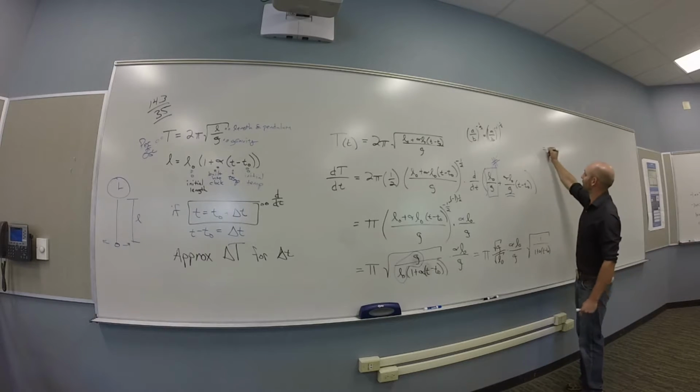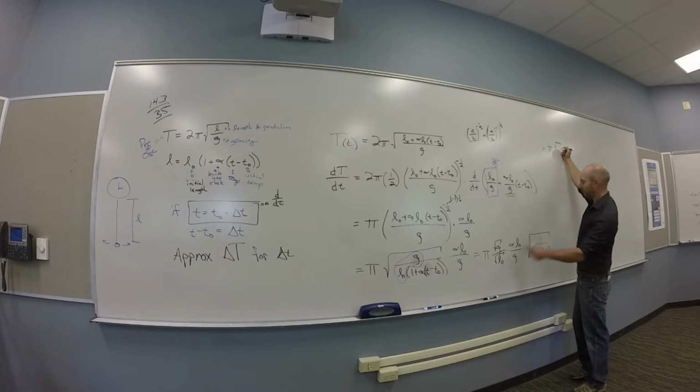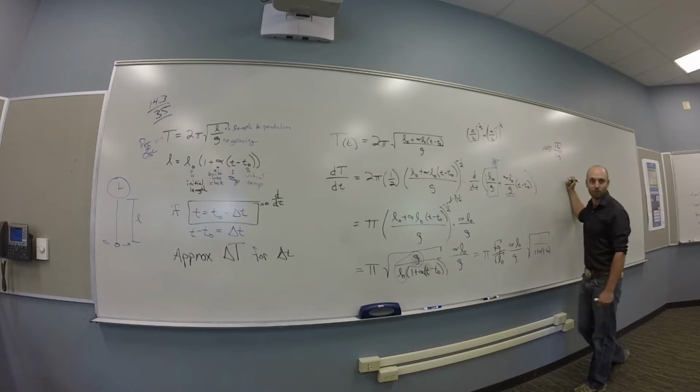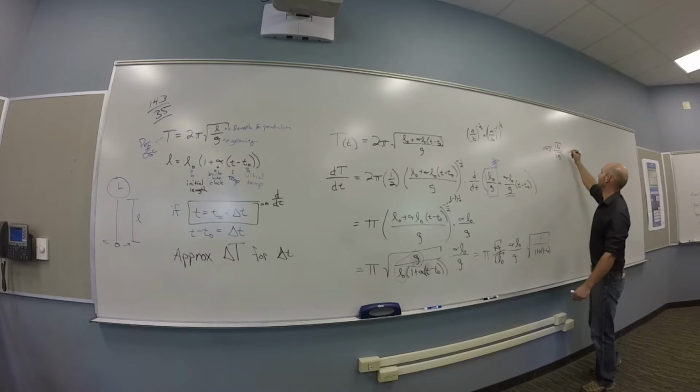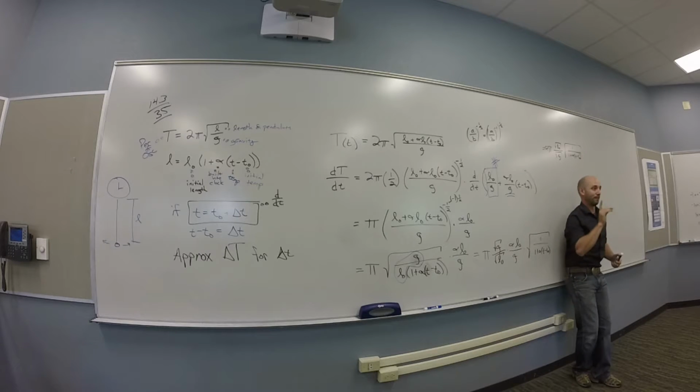And so all told here I'd get pi times the square root of L naught on the top and the square root of G on the bottom and an alpha out front. And then I've still got that square root of 1 over 1 plus alpha times T minus T naught thing. You guys all see that? Okay. So you want to get rid of that L naught.